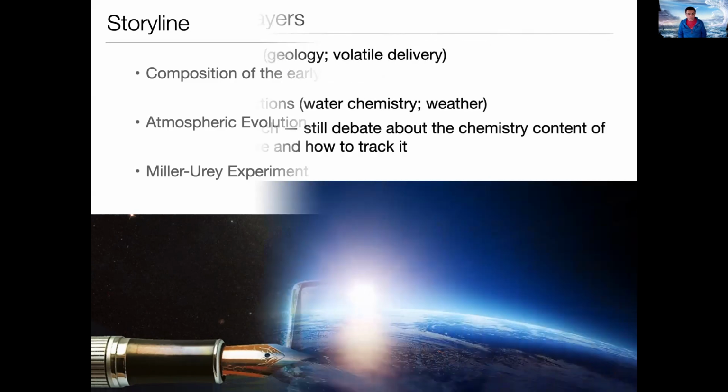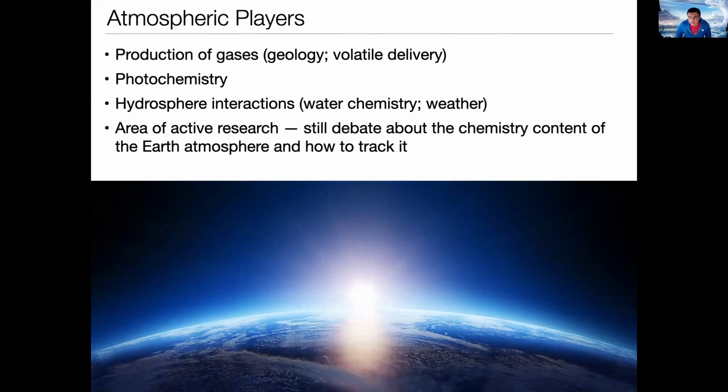Okay? So atmospheric players, when we talk about the development of the atmosphere on Earth, is kind of threefold. So there is the production of gases itself. Where did the gases in the early atmosphere come from?